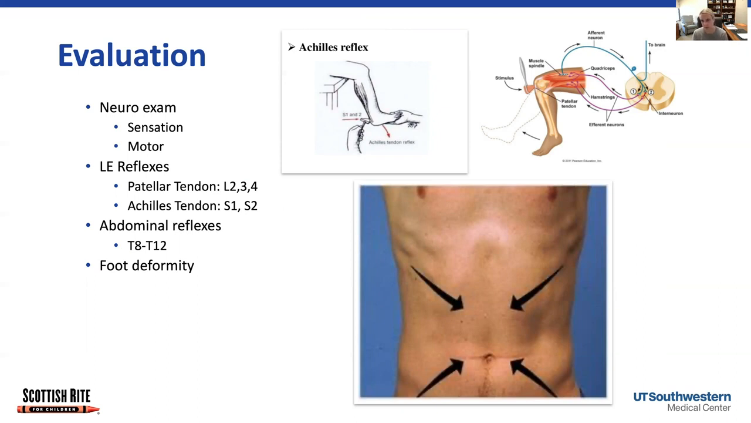We also then look for any gross foot abnormality or deformity, like a cavovarus foot or a significant flat foot that's just on one side. That can be indicative of an underlying neurologic cause.